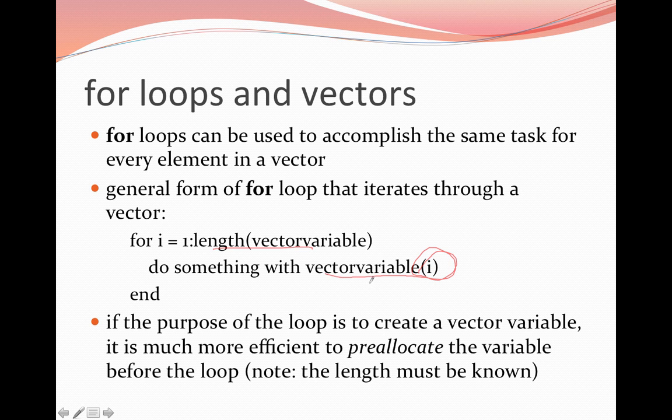When i has a value 1, we're doing something with our vector variable sub 1. When i has a value 2, we're doing something with our vector variable sub 2. When i has a value 3, we're doing something with our vector variable sub 3, and so forth. So using the loop variable to index into the vector is a very important concept. Now, if what we're doing is creating a vector variable, it's much more efficient to pre-allocate the variable before the loop. In order to do that, you have to know how long the vector variable is going to end up being.